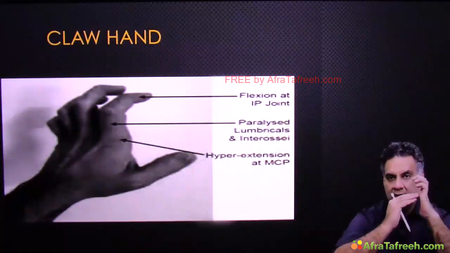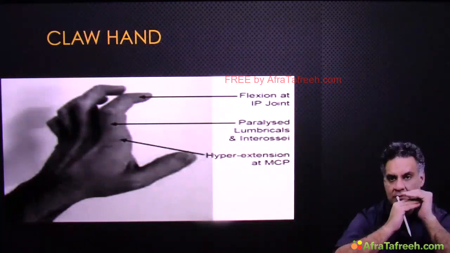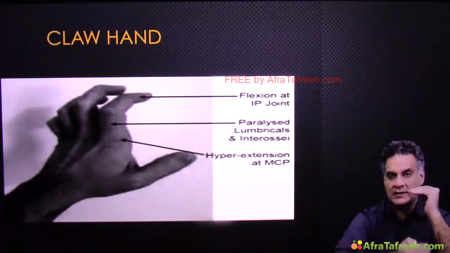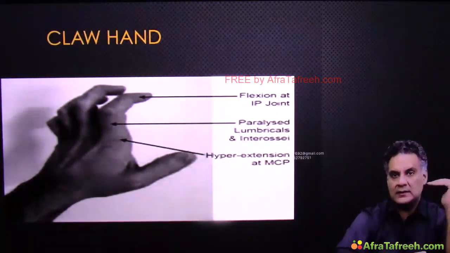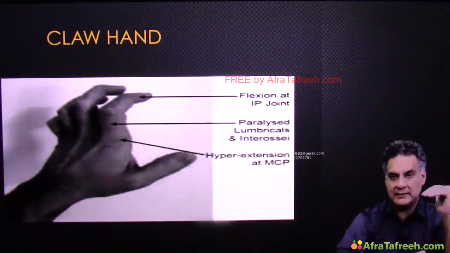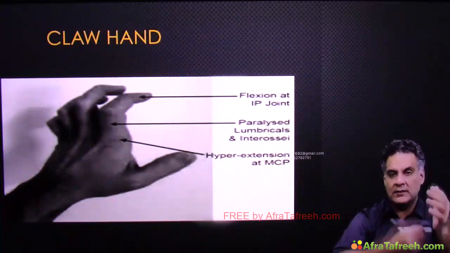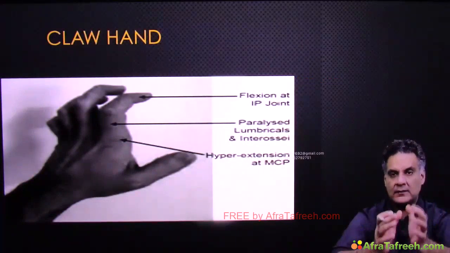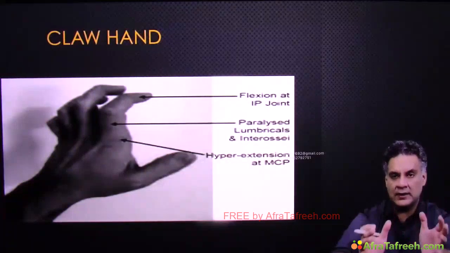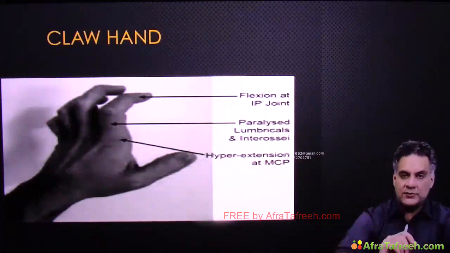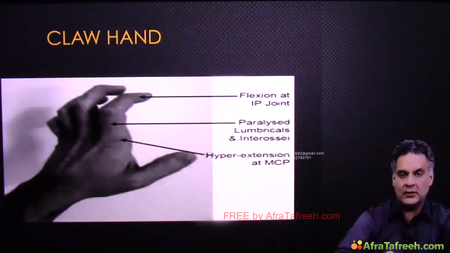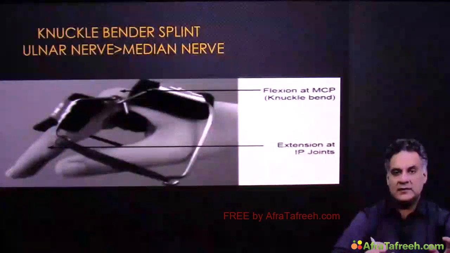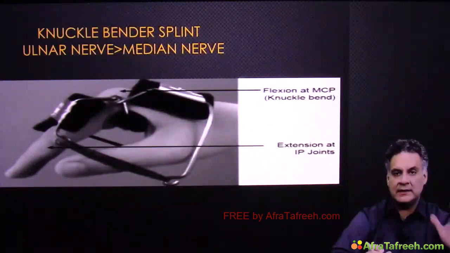And when you give a splint for it, you bend the knuckles. It's called the knuckle bender splint, bending the MCP joints. It can be used for ulnar claw hand, median claw hand, and combined ulnar and median claw hand. If you have to choose between ulnar and median claw hand, answer ulnar claw hand. So this is the knuckle bender splint.